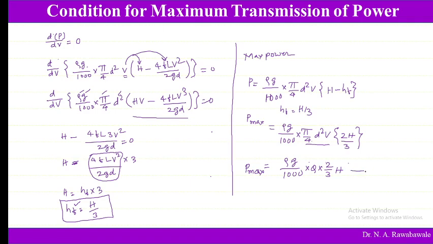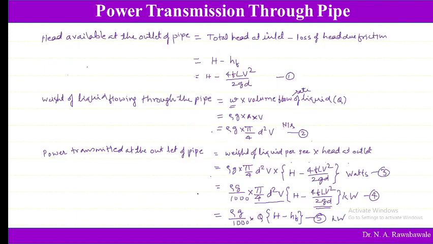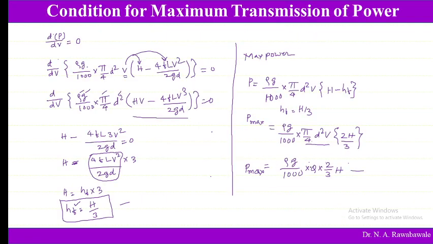So we can write this as equation number 5. We write equation number 6 for efficiency, equation number 7 for the condition for maximum power transmission, and this is equation number 8. So this equation number 8 gives us the maximum power to be transmitted in a pipe.